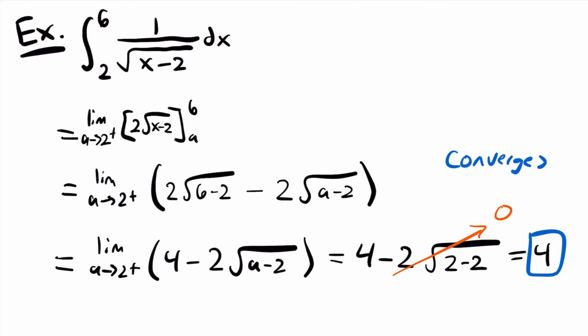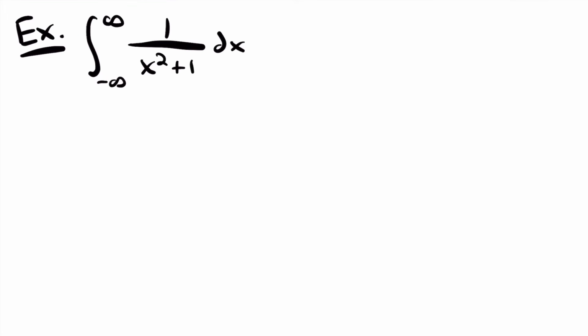Okay, let's look at one more example for this video. All right, so here's our final example. We have the integral from negative infinity to positive infinity of 1 divided by x squared plus 1 times dx. Now in this case, both of our bounds are infinite bounds. We have negative infinity and infinity. So hopefully you're able to identify that this is an improper integral. It's pretty obvious when both bounds are infinite.